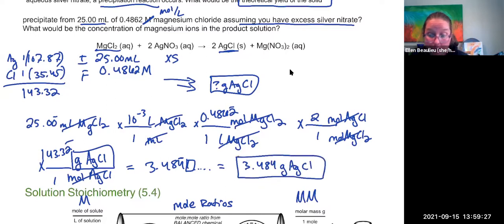So all that's different in solution stoichiometry is that now I have this new conversion factor of molarity, which is useful to dig into the mole tunnel from a volume of solution.